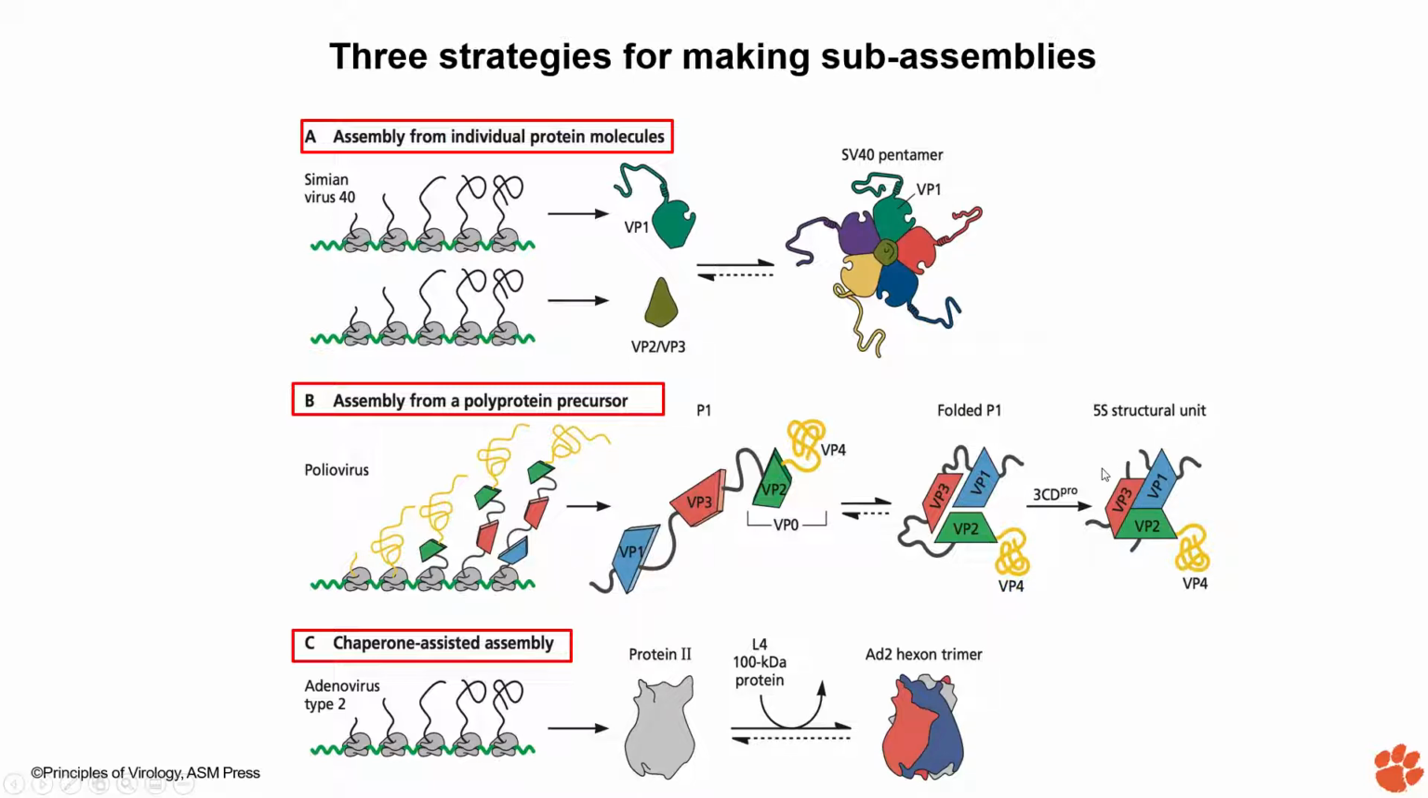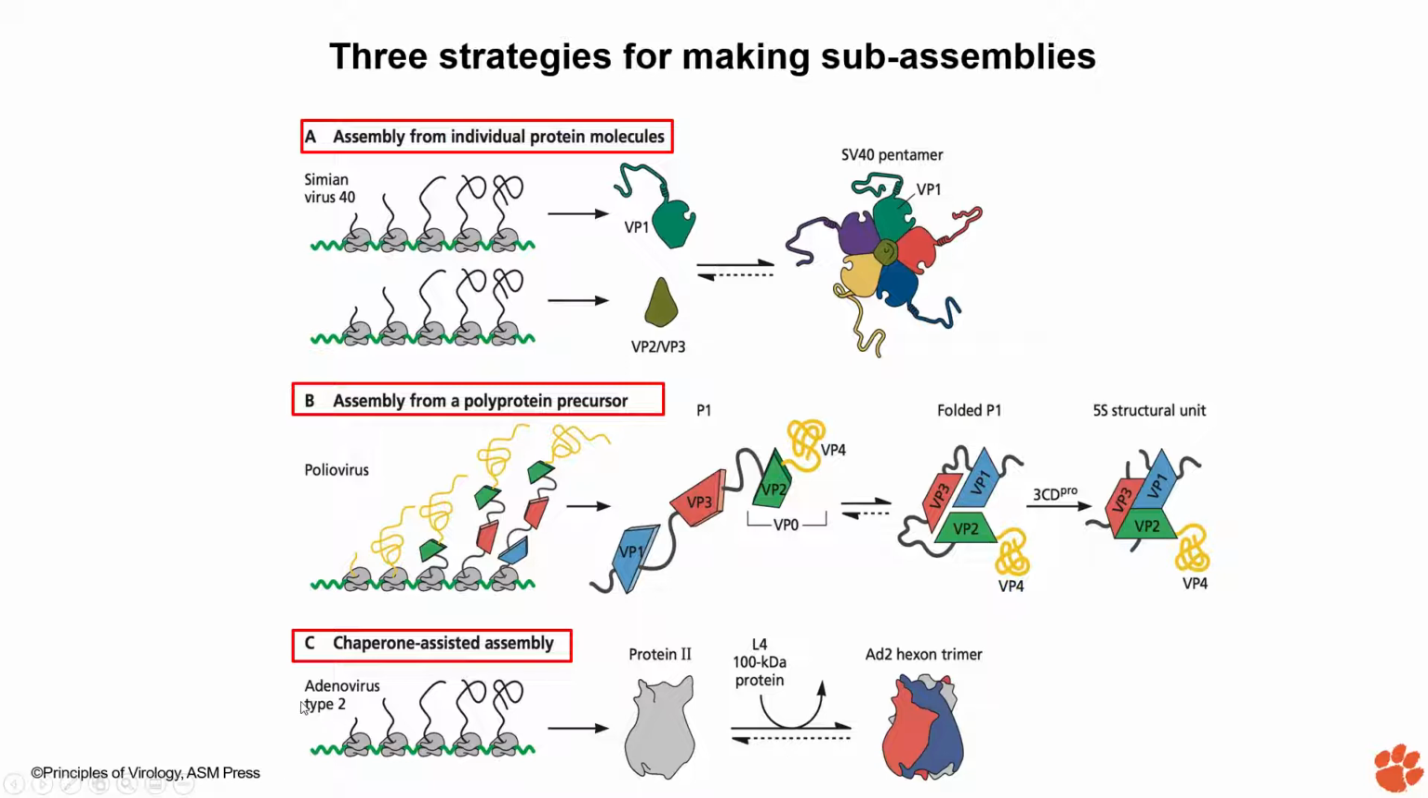So why do we name them 5S? Because this is basically the sedimentation coefficient. If you just take the cell, lyse it, and centrifuge it down, the 5 is in Svedberg units, the sedimentation coefficient of this structure, which you call a 5S structural unit, which will form again into a larger 14S subunit that we are going to see.